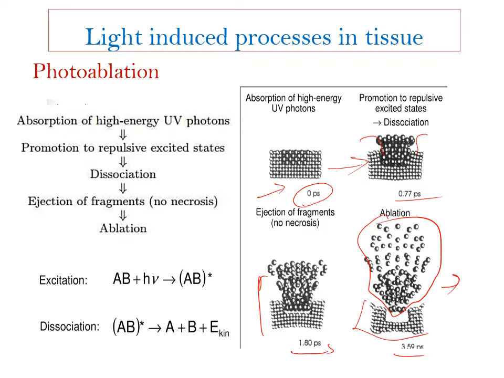So the main advantage of this ablation technique lies in the precision of the dental enamel etching process without thermal damage to adjacent tissues. So in addition to applying this photoablation for cornea correction, this can also be used for the dental enamel etching process.